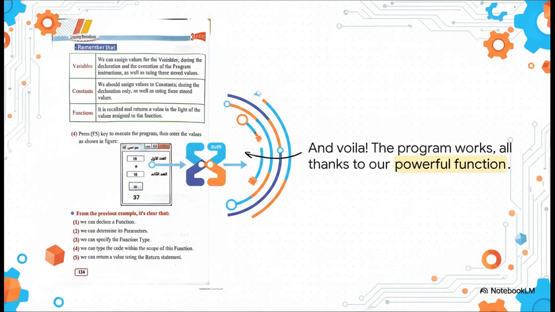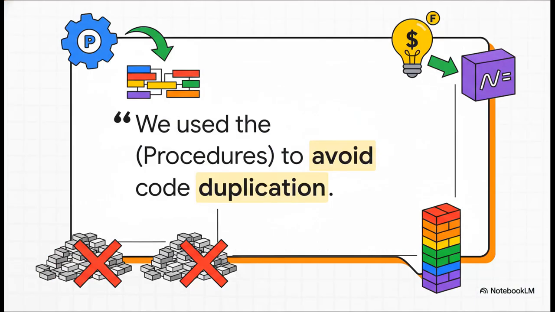And there it is. The user types in 19 and 18, clicks the button, and boom, the result, 37, shows up instantly. Our main code didn't have to do any math at all. It just asked the sum function to do the work. This makes functions perfect for any job where you need to do some kind of calculation and get a single result back. So let's bring this all home.